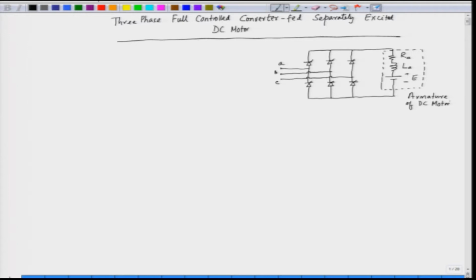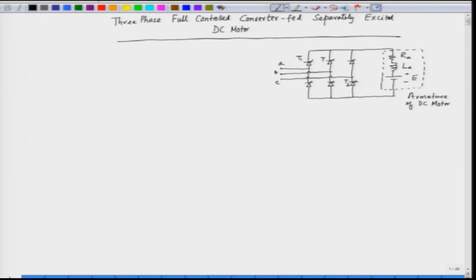Now, these SCRs can be named from 1 to 6, because we have 6 SCRs, we can number them from T1 to T6. So, we have T1, T2, T3, T4, T5, T6. So, the output current is IA and the output voltage here, the armature voltage, is VA.